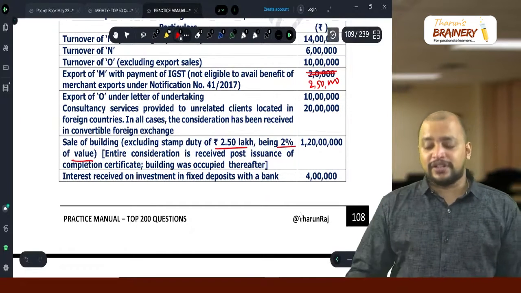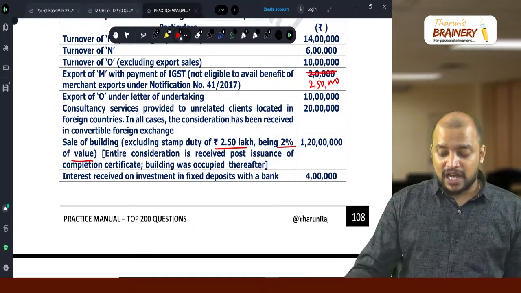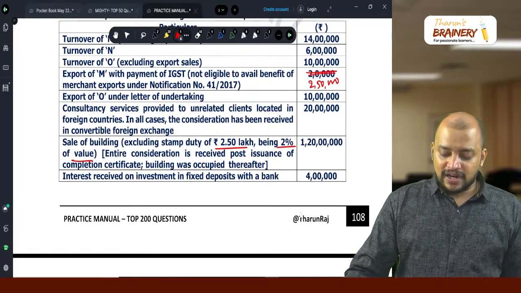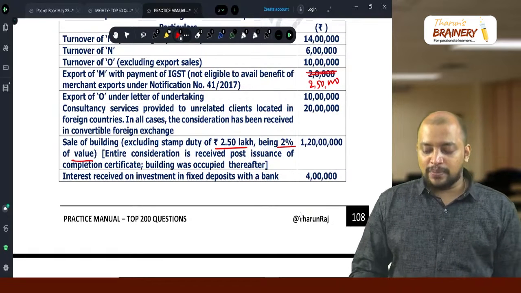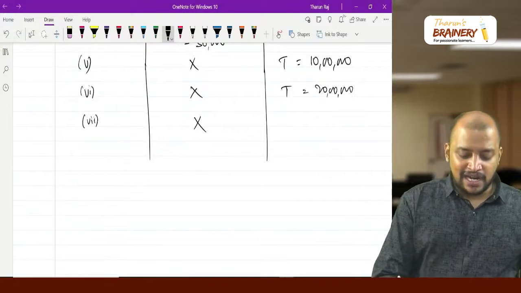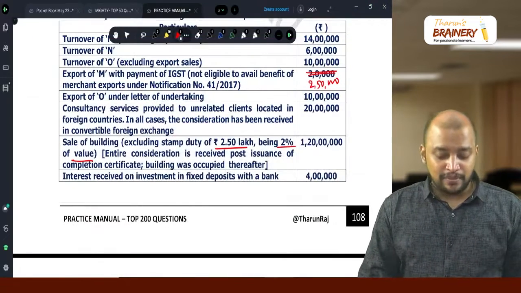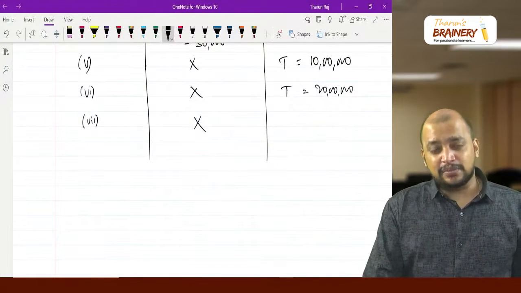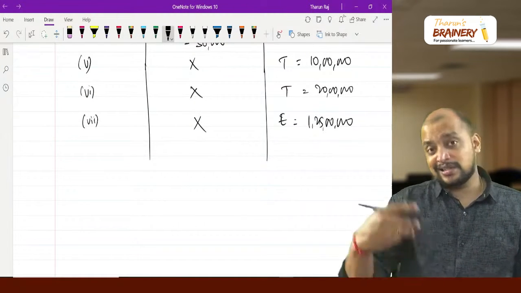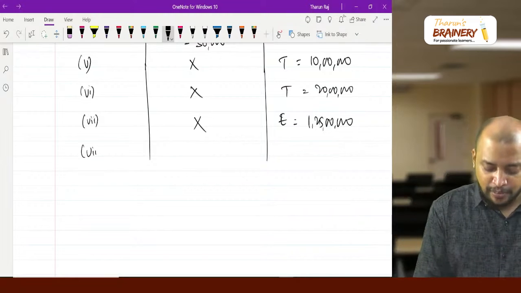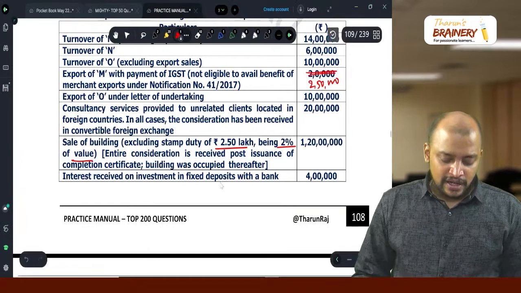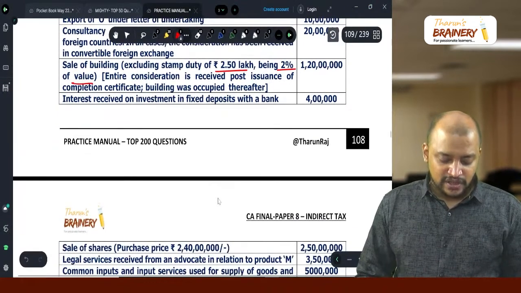So what is the stamp duty value? For 2%, if it is 2,50,000, then 2,50,000 into 100 divided by 2. That will be 1 crore 25 lakhs. So 1 crore 25 lakhs will be taken as the stamp duty value. Whether it is taxable or exempted, 1 crore 25 lakhs is taken towards exempted value. Then point number 8, the next one: interest received on investment in fixed deposits with bank.